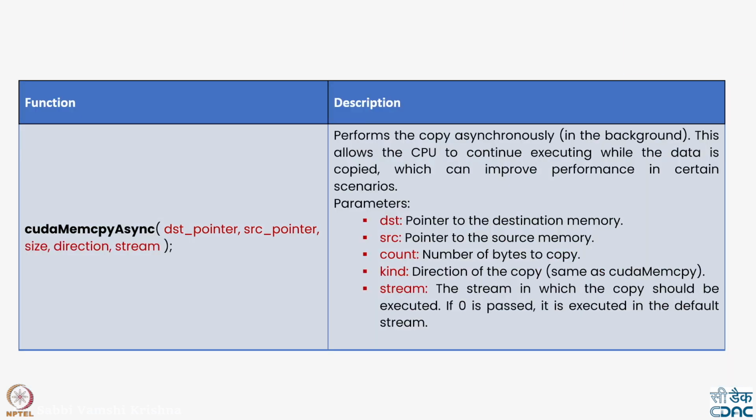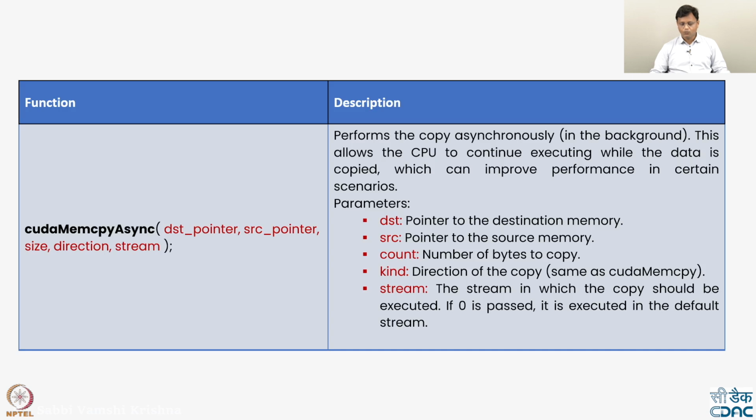Now, there are a few additional functions I am going to discuss here. cudaMemcpyAsync is an additional, advanced memory management function. It performs the copy asynchronously, basically in the background. It keeps performing the data copy operation, and this allows the CPU to continue executing operations while data is being copied in the background. So, this kind of function can give you improved performance in certain scenarios.